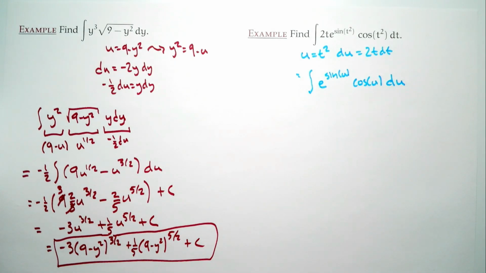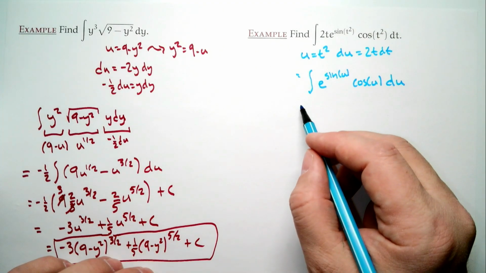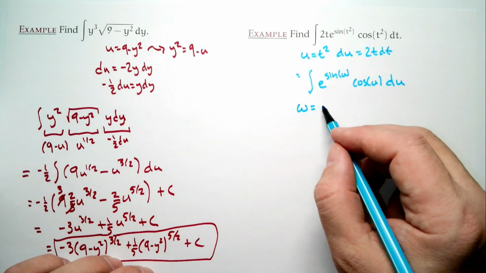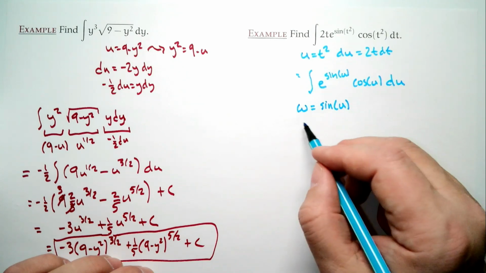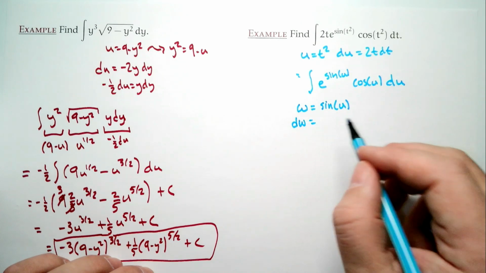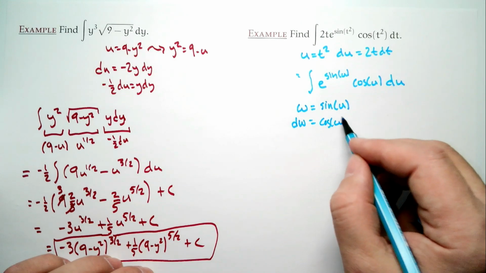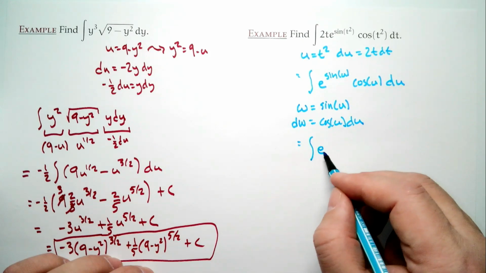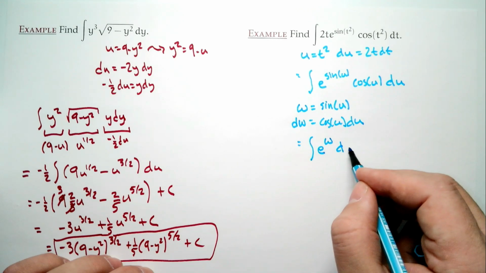Okay? So we've peeled off a layer. But like an onion, there can be many layers. So what can we do now? We can substitute another one. So this will be another layer, w. What do we substitute for w? Sine of u. What will dw become? Cosine of u du. So this becomes the integral of e to the w dw.